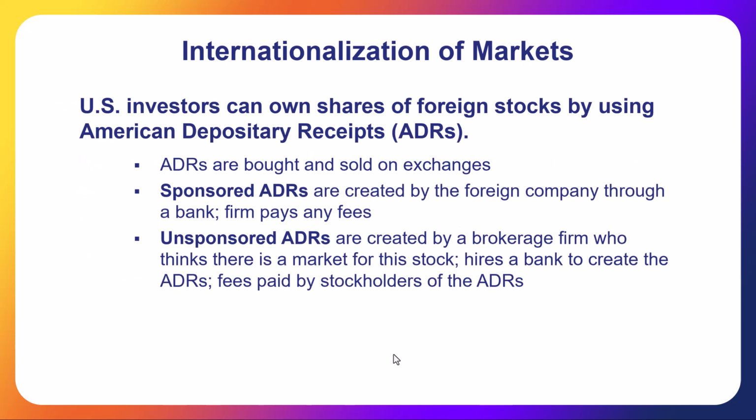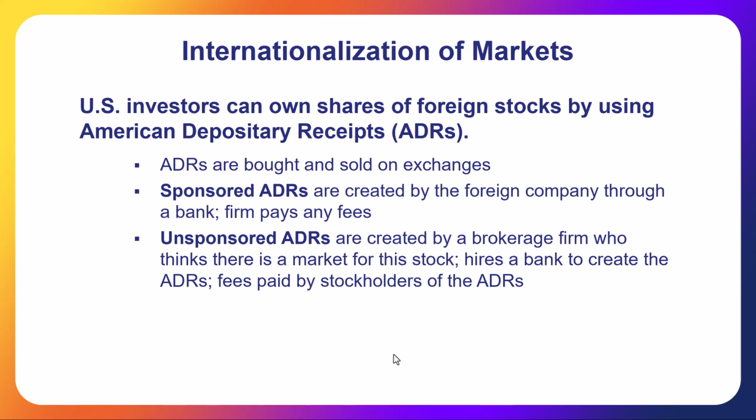What about internationalization of markets? U.S. investors can buy and own stocks of foreign countries. And there's actually a couple of ways you can do that. One of the most popular ways is through something called an ADR, an American Depository Receipt. Now, these are bought and sold on exchanges just like any other stock.